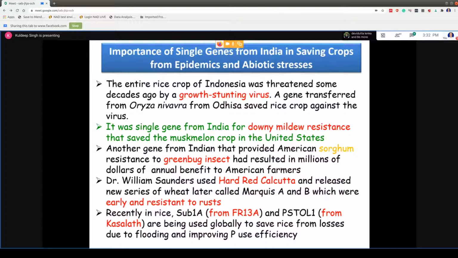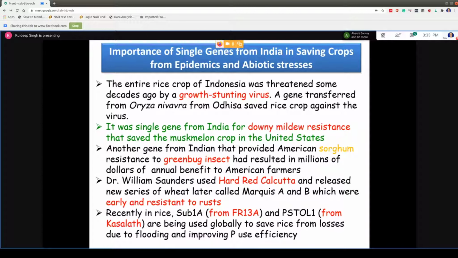This is the last one, a very recent example: the Submergence 1A gene from a landrace called FR13A. The gene Sub1 has come from this line. Our breeders knew about this line from 1948. However, it was international collaboration, and I will give you one example at the end of how genomics helped us identify this gene. This gene is now used the world over for developing varieties with submergence tolerance. It's a real revolution in rice, this use of FR13A. So these are some of the examples.